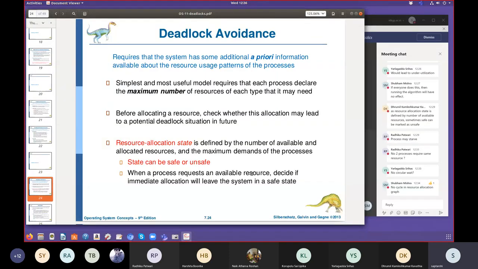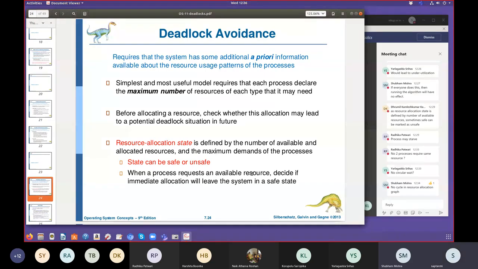Sir, I mean that even if there is a cycle, then all the nodes in the cycle will have some free instances of the resources available. Then only we can call it safe. If there are no free instances along that path, then it is unsafe.